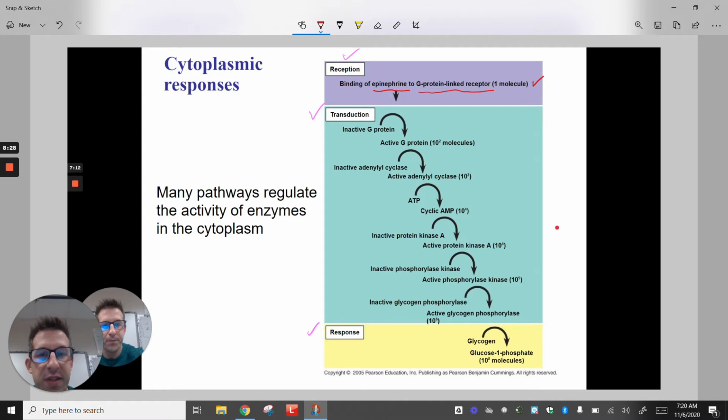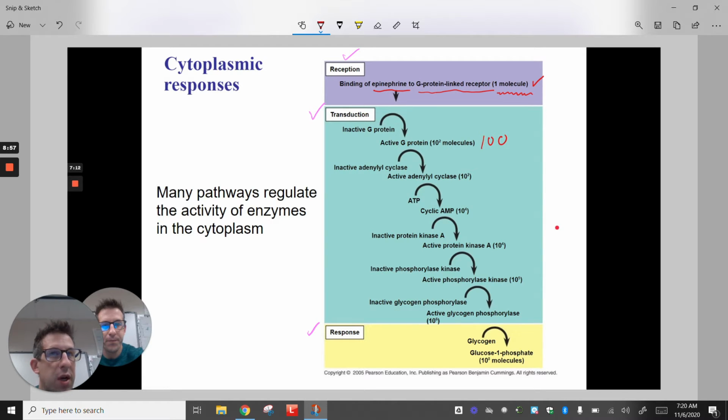Now the next thing we see is that our G protein becomes activated. So try to think back to these diagrams we saw with G protein linked receptors, right? The first thing to become active was the G protein linked receptor itself. The next thing to become active was the G protein, right? Now what you notice here is that all of a sudden we go from one molecule of stuff, one molecule of epinephrine, to all of a sudden 100 molecules of G protein are activated.